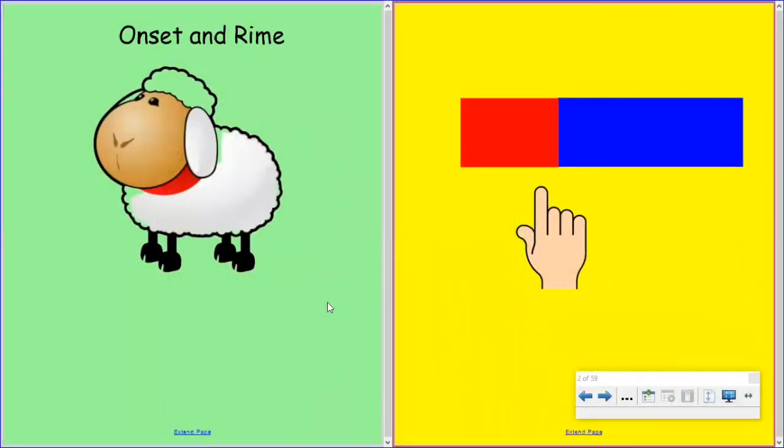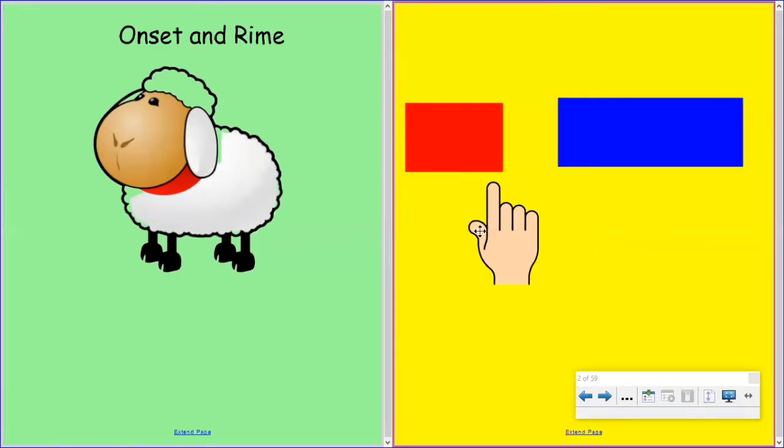Let's play an onset and rhyme game. I'm going to say a word. You're going to break that word into two parts. For example, if I say the word sheep, you're going to break that word apart and tell me the beginning sound of the word and then the rest of the word.